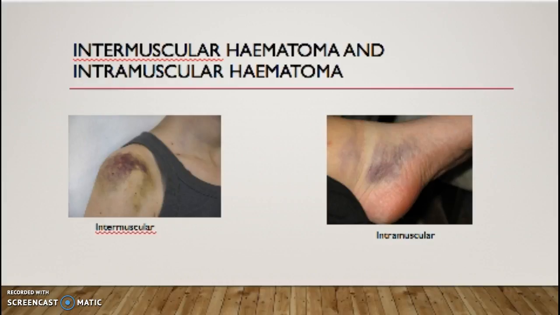Intermuscular hematoma is when damage is done to the muscle, causing blood to escape into the surrounding tissue. And intramuscular is when the blood is trapped inside the injury and is not spread across the whole limb like intermuscular does. So you can see some cases where intermuscular, if you have a leg injury, it can spread up the whole side of the leg, whilst intramuscular stays within the area.